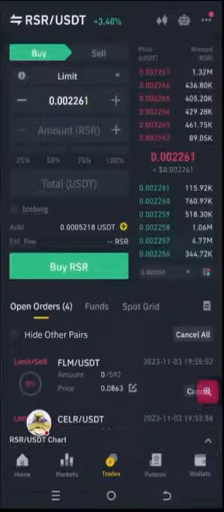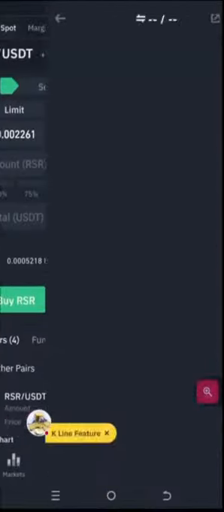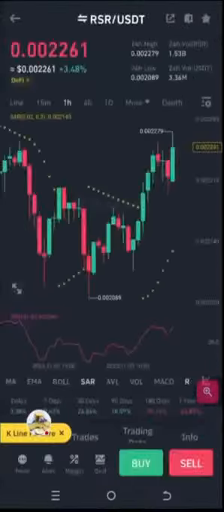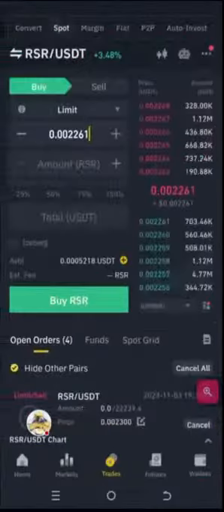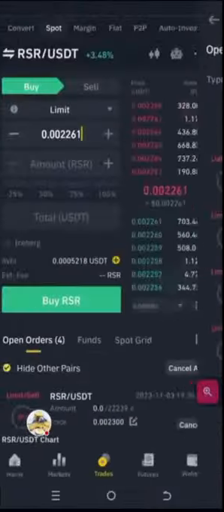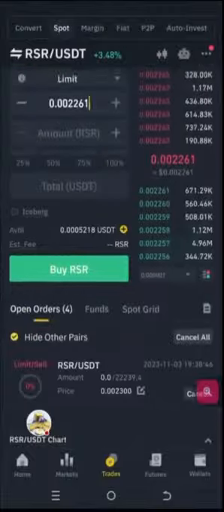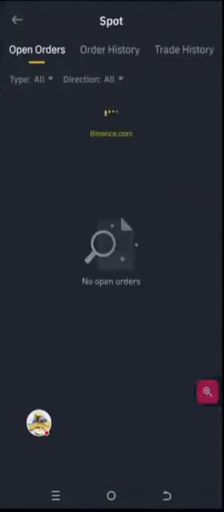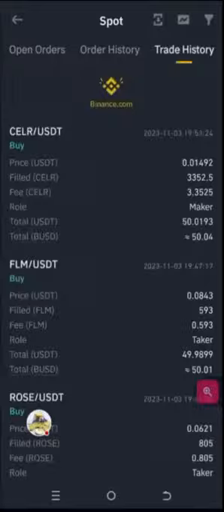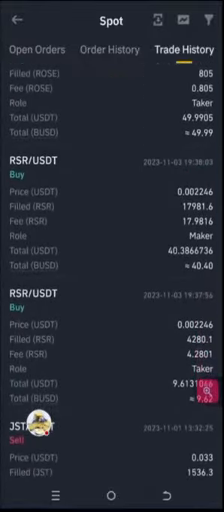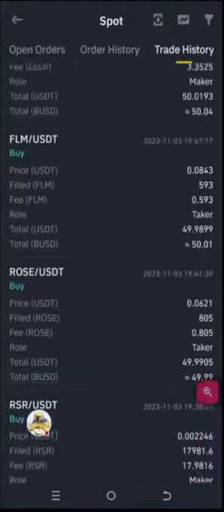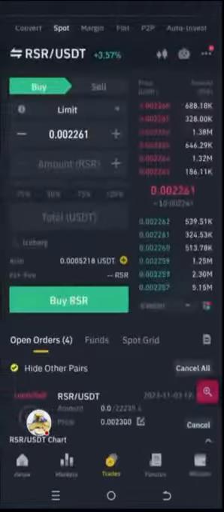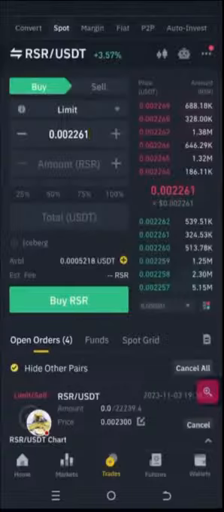RSR, please. I hope you're good. Let's check RSR. Okay. It's still working. 2262. What was our target? Our target is 23. How much did we buy it at? We bought it at 2246, so it's still going down. Well, there's money to be made.